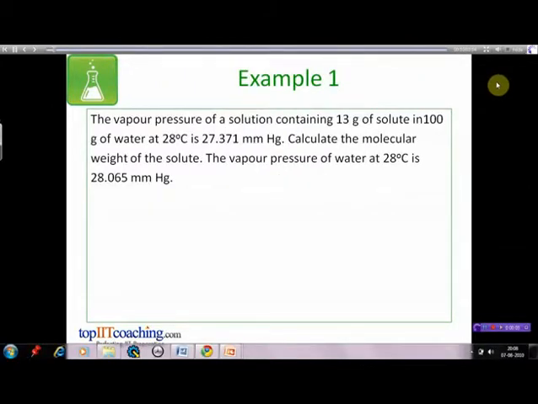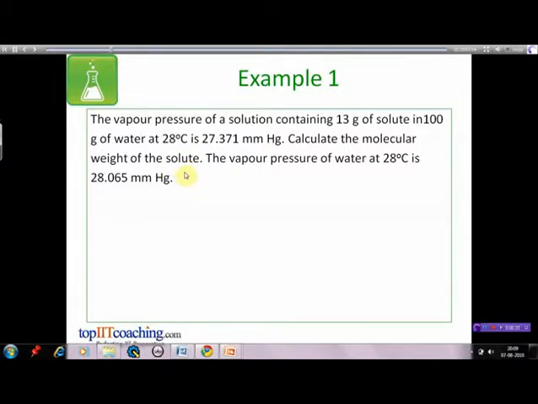Now let's have a look at an example based on the lowering of vapor pressure. The vapor pressure of a solution containing 13 gram of solute in 100 gram of water at 28 degrees centigrade is 27.371 millimeter mercury. We have to calculate the molecular weight of the solute. The vapor pressure of water at 28 degrees centigrade is 28.065 millimeter mercury.